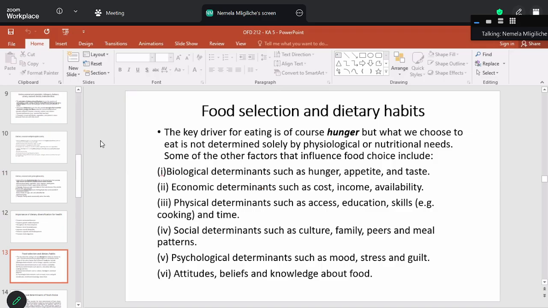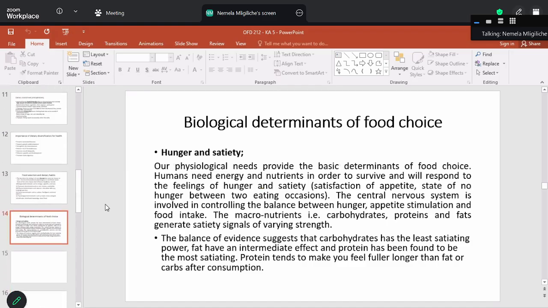So now let's look at the factors which may influence our food choices. They have been divided into different categories. They are biological determinants such as hunger, appetite, and taste. They are economic determinants such as cost, income, availability. They are physical determinants such as access, education, skills. Then there are social determinants such as culture, family, peer, and meal patterns. There are psychological determinants which include mood, stress, and guilt. Their attitude, beliefs, and knowledge about that food also affect your food selection.